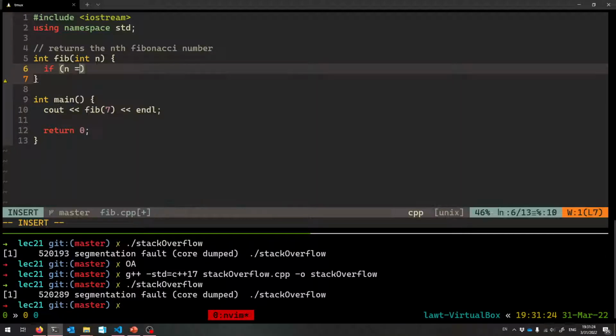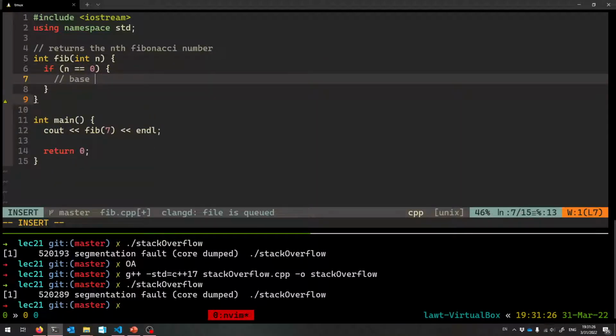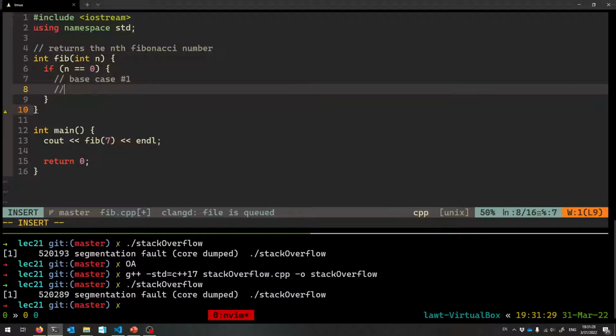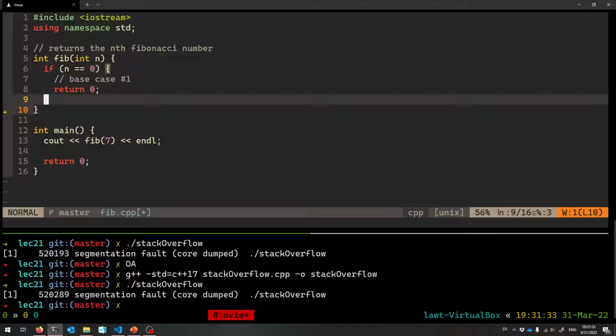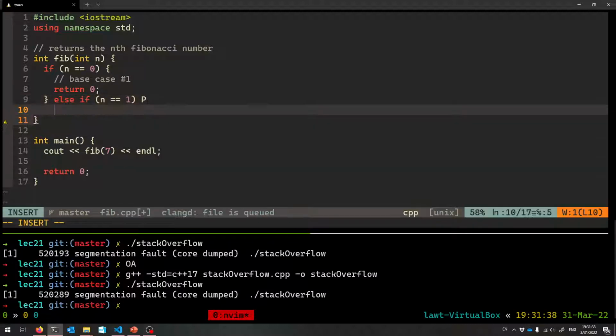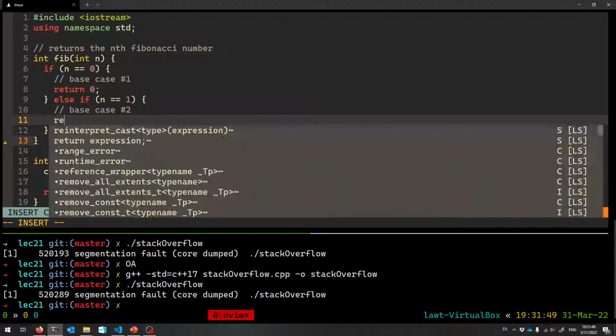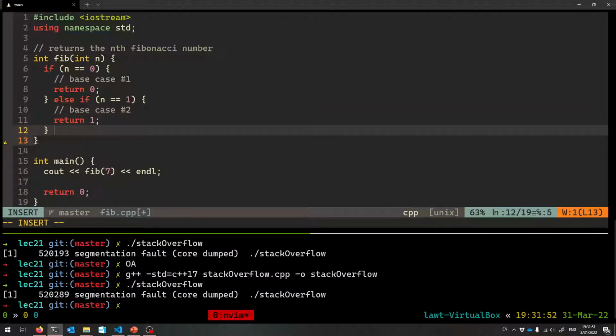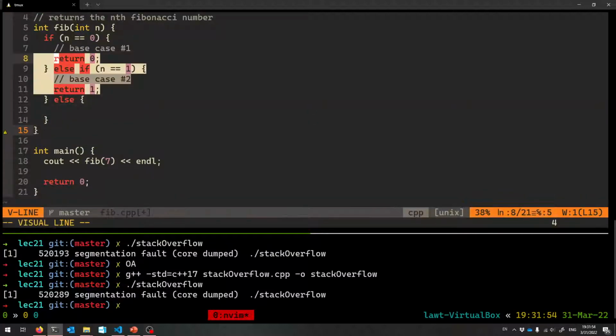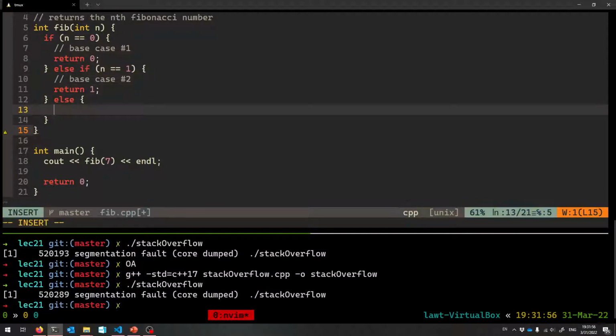If n is 0, then this is base case 1. Then we need to return 0. The 0th Fibonacci number is 0. Otherwise, if n is 1, that's the other base case. Fibonacci of 1, the 1st element of the Fibonacci sequence, is 1 itself, and then the recursion can take over, because then we always have 2 previous elements for anything bigger.